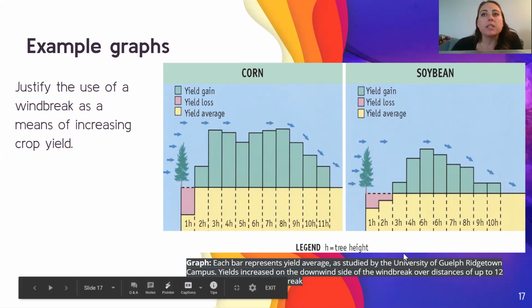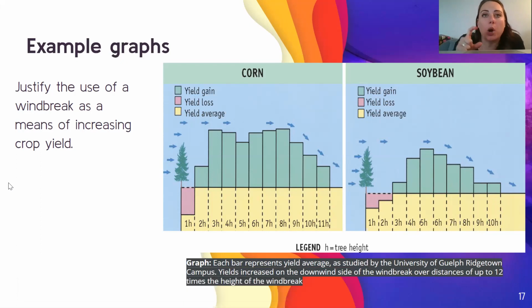And the last thing I want to do is read the little description. It says each bar represents yield average. So that's the yellow part. As studied by someplace, yields increased on the downside of the windbreak. So after the trees, they decreased over distances up to 12 times the height of the windbreak. So that just says that this is 1 times the tree height, we actually saw a loss. But if you took the height of the tree times 2, then that would be how high your tree is. And then we had the 3 and 4. And so the height of the tree impacted how much crop yield we got.